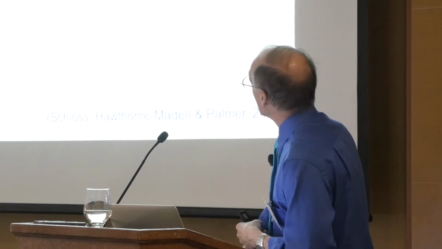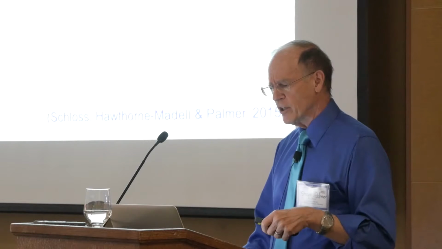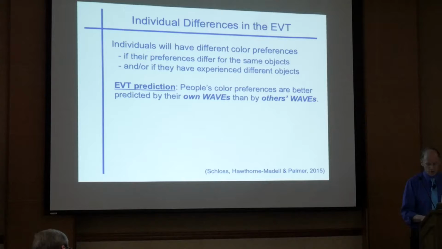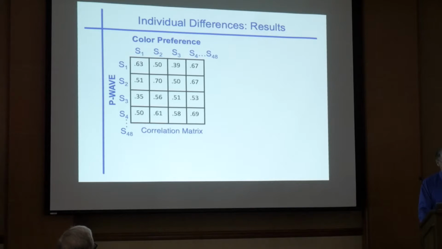So the way that we operationalized this is that you can have different color preferences if for the same objects you have different valences. You like stuff, somebody else doesn't like it. Or if you have objects that they don't know about, that they don't have any valences for. So the prediction is fundamentally that, averaged across people, the predictions from my own wave will fit my own color preferences better than the waves from other people. So we compute the wave for person I and person J, and the preferences for person I and person J, and then we look at the data in this kind of matrix where for subject 1 you've got the wave on the left-hand side and the preference on the right-hand side.